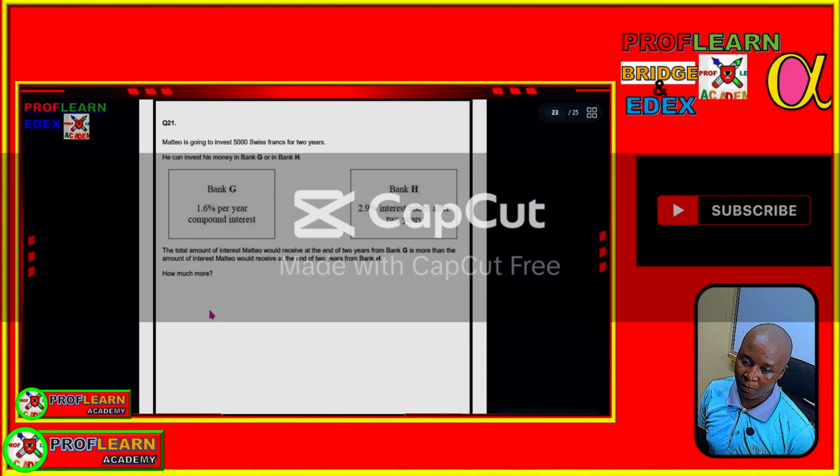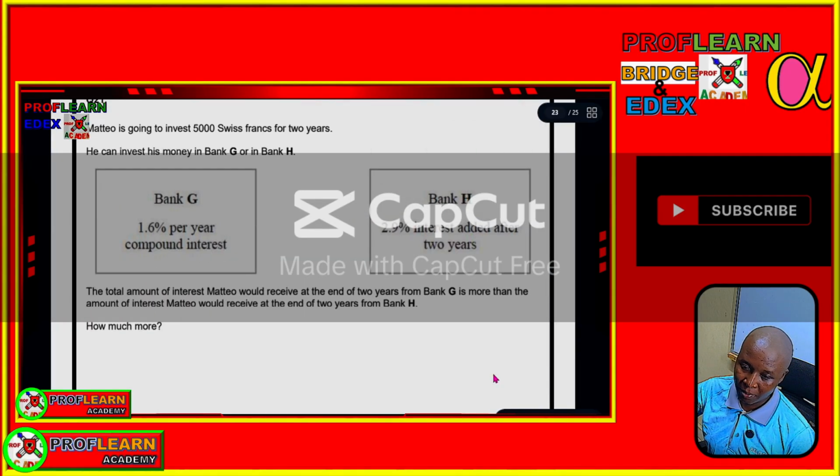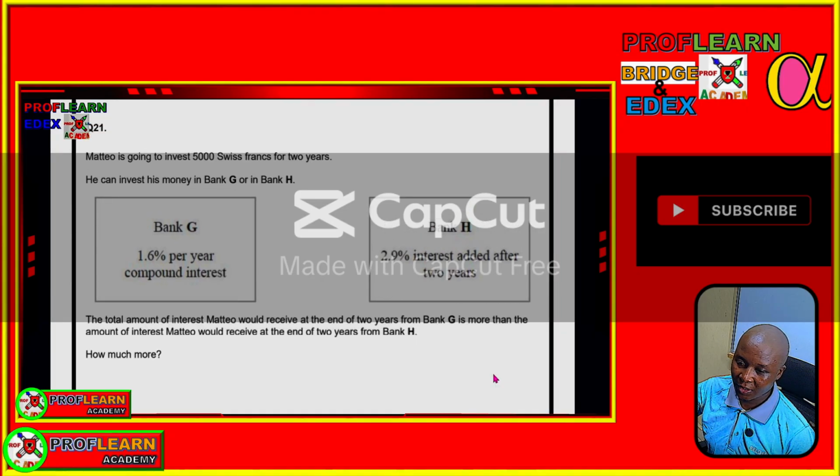The first one offers a percentage interest of 1.6% per year compound interest, and bank H has 2.9% interest added over 2 years. So your money is going to stay in the bank for 2 years. At the end of the 2 years, you're going to have 2.9% interest of the amount that you invested. So at the end of 2 years, which bank has more and by how much?